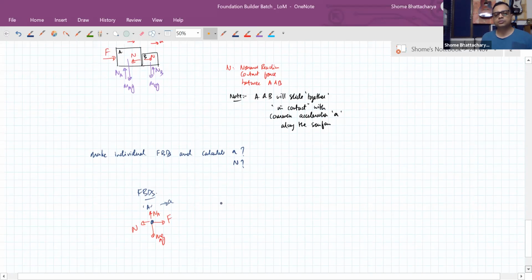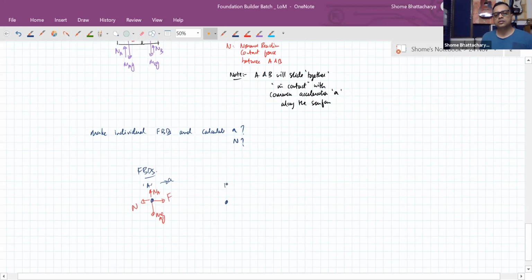Whereas the free body diagram for the block B, now that has only one horizontal force, this contact force N that is acting on it, is only being pushed by this block, no other horizontal force. And this has the same horizontal acceleration A. So now when we apply Newton's second law, that is net force is equal to mass into acceleration.